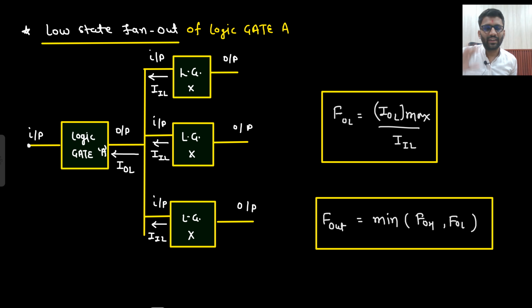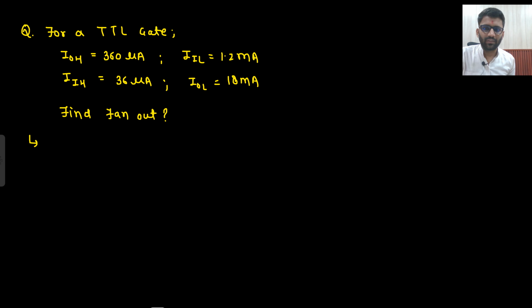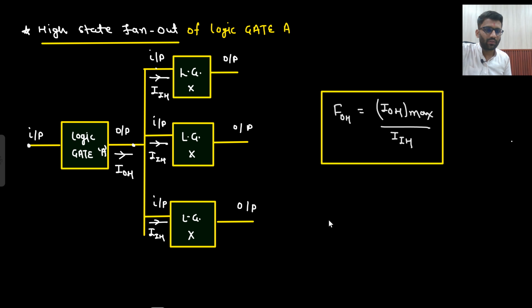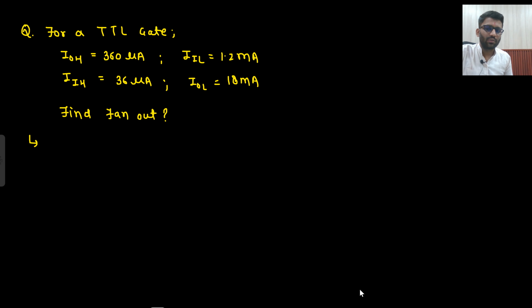Let's see some questions. It was a very straightforward concept. For a TTL gate, you need to find the fan out. How would you find it? In high state, what was happening? In low state, what was happening? So these two are high, these two are low. Just divide. You need to find the maximum fan out.